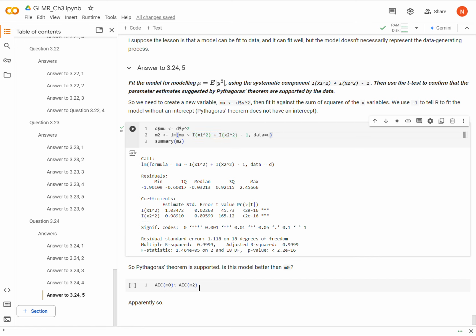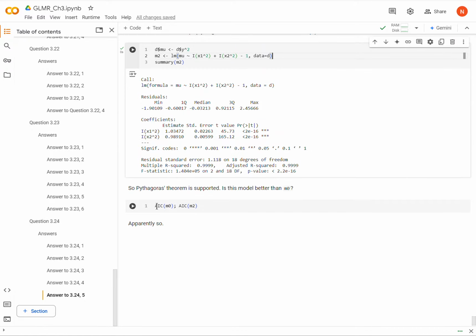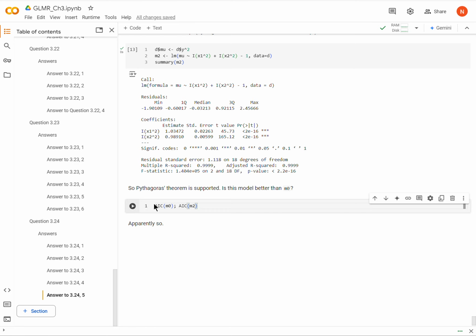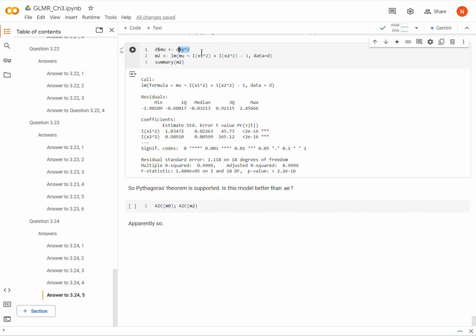Okay, and so I'm just going to use AIC for the two models, and before I do that, I believe that this is okay. Usually for AIC, you want to make sure that you're using the same data, and here we're using mu, which is y squared, instead of y. But because it's directly derived from y, I believe that this is okay. But if you know better, then please tell me.